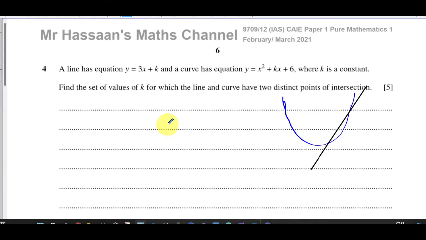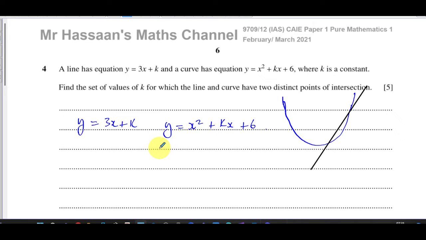So when we try to find where two functions intersect, we try to solve the equations simultaneously. So we have y equals 3x plus k, that's the equation of the line, and y equals x squared plus kx plus 6, the equation of the curve. So when you're solving them simultaneously, what we try to do is substitute one equation into the other. Some people say equate them with each other, which kind of works in this case. That's basically y is equal to this and y is equal to that. They're both equal to each other, equate them.